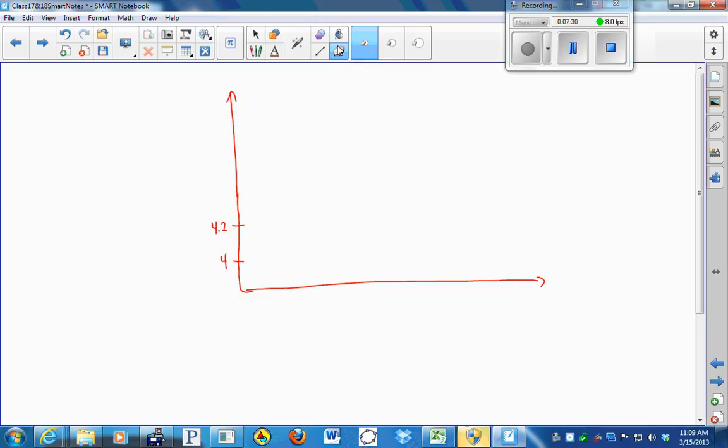Anytime you start any of your scales at something other than 0, you must indicate that by what we call a break in the axis. So when you draw this graph, you go like this. It looks like a backward Z. Some people will use just parallel lines like this to indicate the break, and that's okay as well.